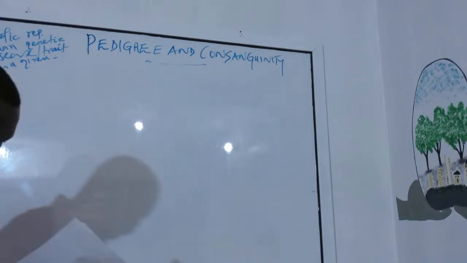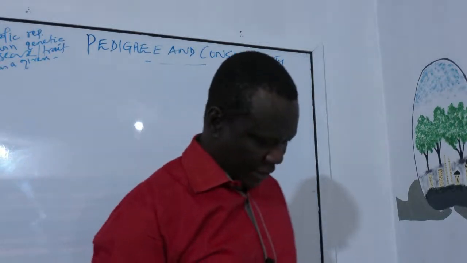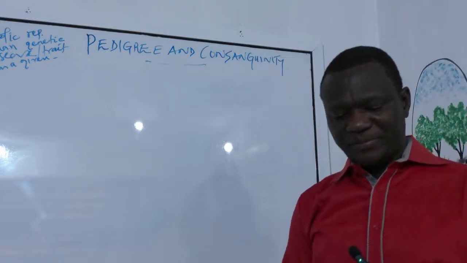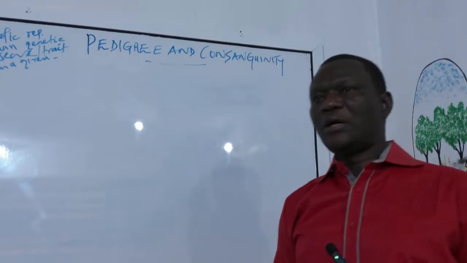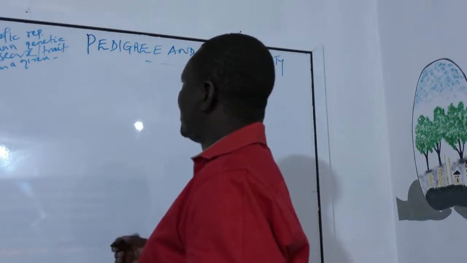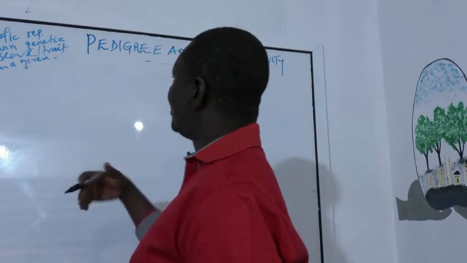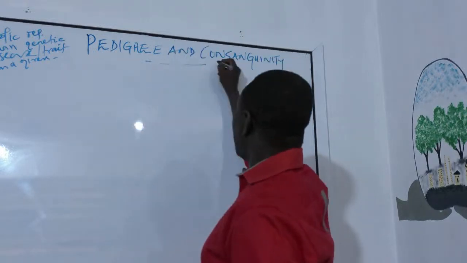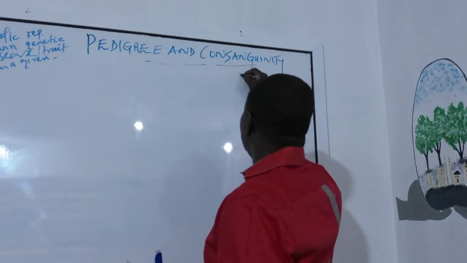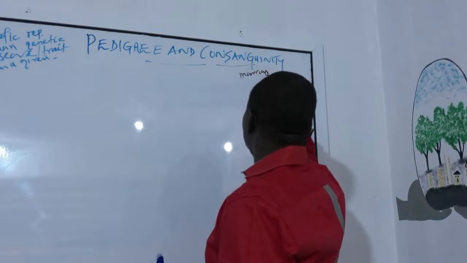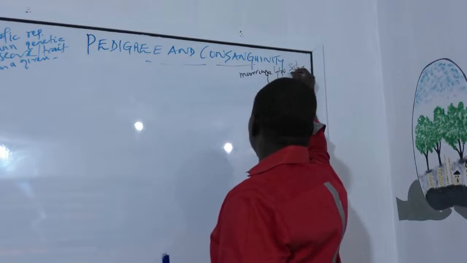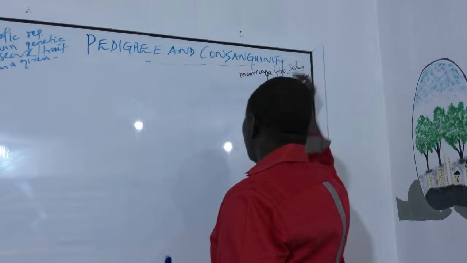So, if you want to know if there's a disease that the present generation is experiencing, if you want to know how the second, third, fourth generation is going to look, that means we apply what is called pedigree and consanguinity. Consanguinity is a kind of marriage between sister and brother. So we are going to look at this.